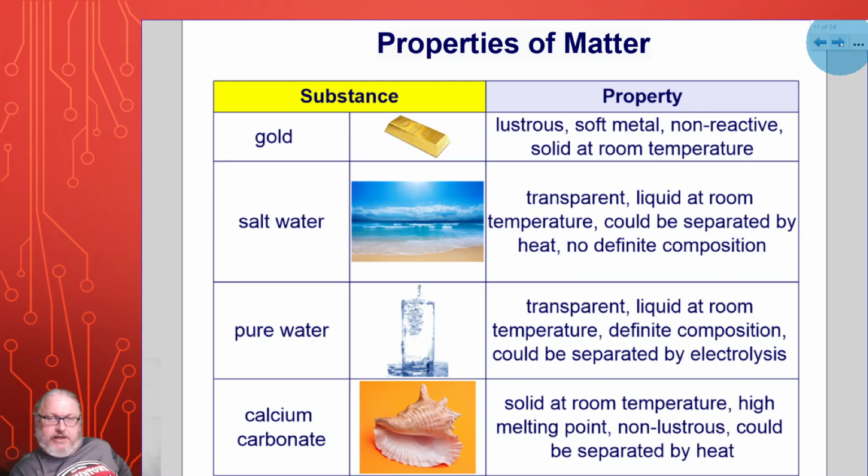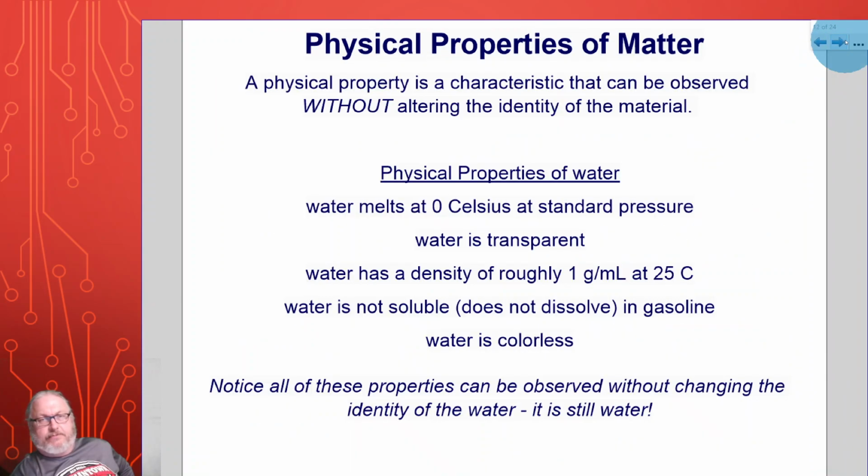Pure water is transparent, or water white, and a liquid at room temperature. It has a definite composition. It can only be separated by electrolysis into hydrogen and oxygen atoms. Calcium carbonate, all right, is a solid at room temperature, has a very high melting point, is non-lustrous, and could be separated by heat. Now, we're just talking about the physical properties of some stuff.